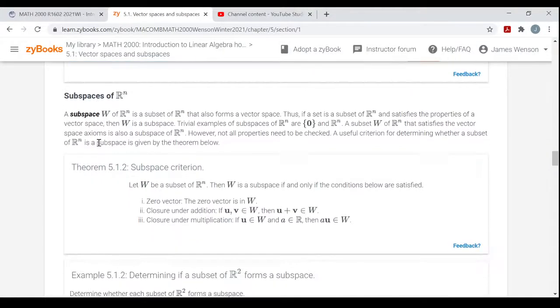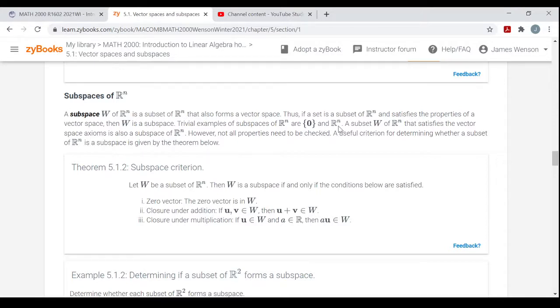So, subspaces of Rn. A subspace W of Rn is a subset of Rn, right? That means it still has elements of Rn, so every vector in W will still have n components of real numbers. But it's a subset of Rn that also forms a vector space, meaning that all 10 of those properties still hold. Thus, if a set is a subset of Rn and satisfies the properties of a vector space, then W is a subspace. Some very basic, trivial examples of subspaces are the space itself.